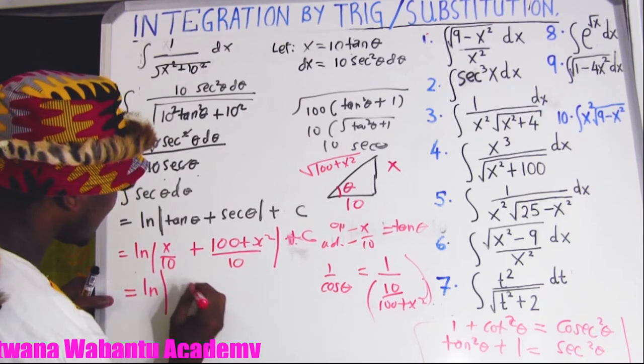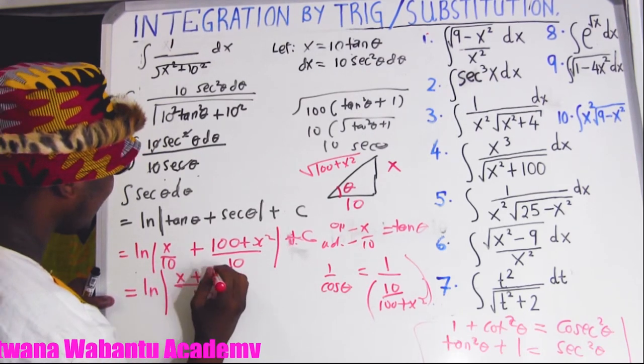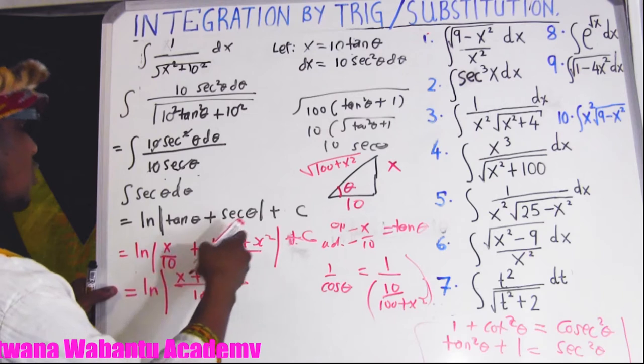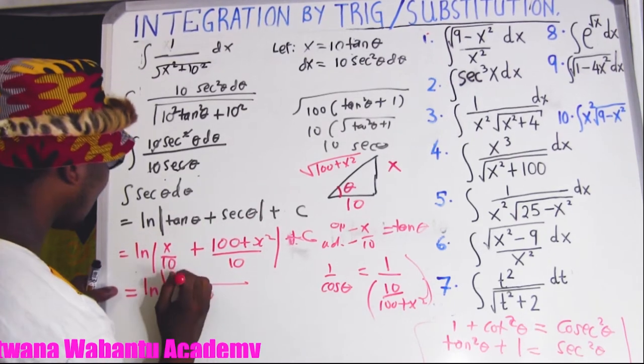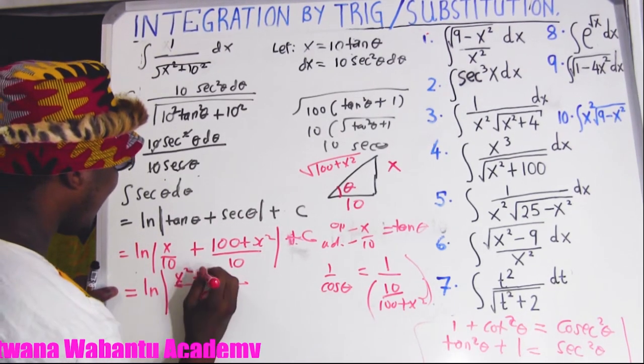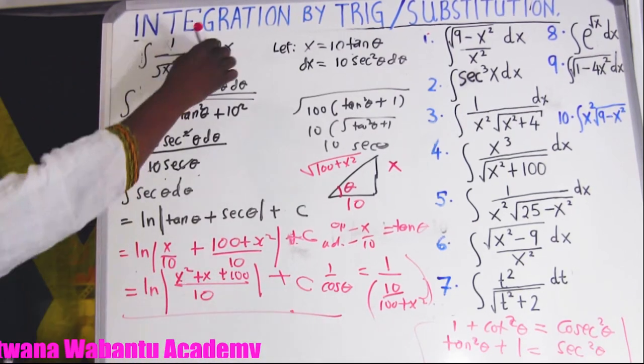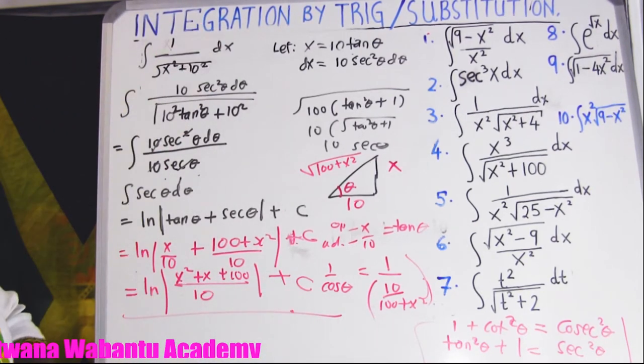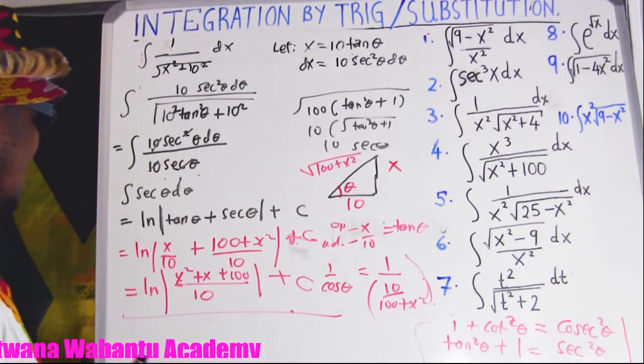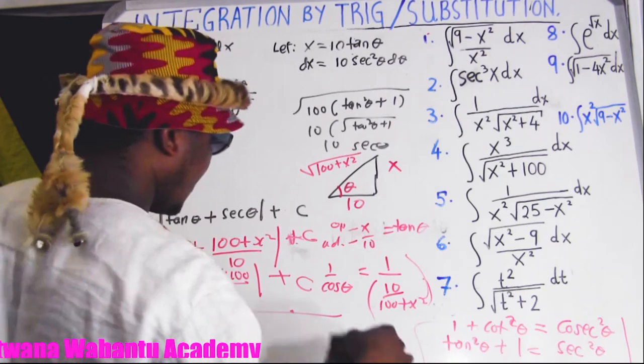You can write it however you want, or start with the square root of x squared plus 100 plus x, absolute value, plus constant c. And that's going to be our question number three, right? Oh yes, question number three. Now let's go to question number four.